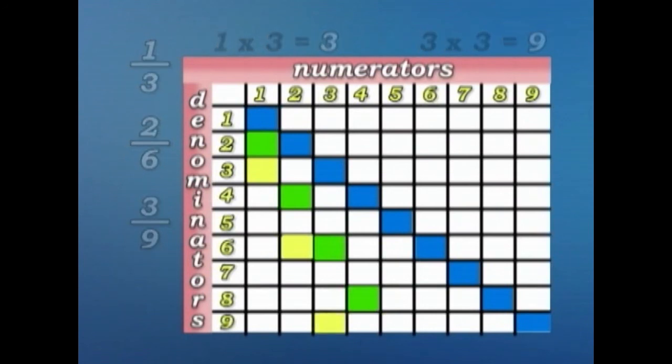Now let's look at a quarter. We write a quarter like this, 1 over 4. Which square shall we fill in? Okay, it's column number 1, row number 4. Let's color that one red. 1 quarter, 1 over 4.